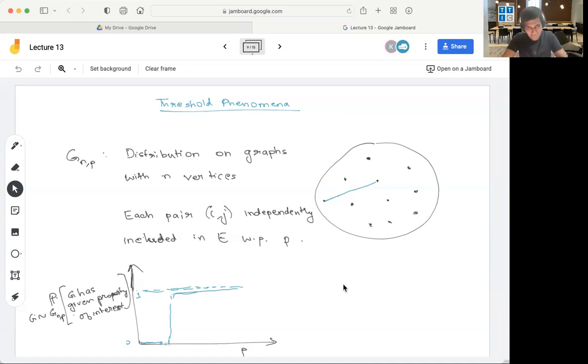And also, exactly what happens at this threshold? We know that after this threshold, the probability is essentially 1. Before this threshold, the probability is essentially 0. What happens at this threshold?